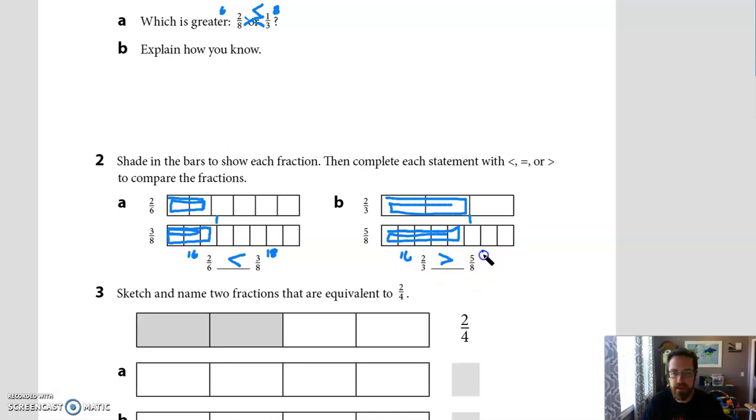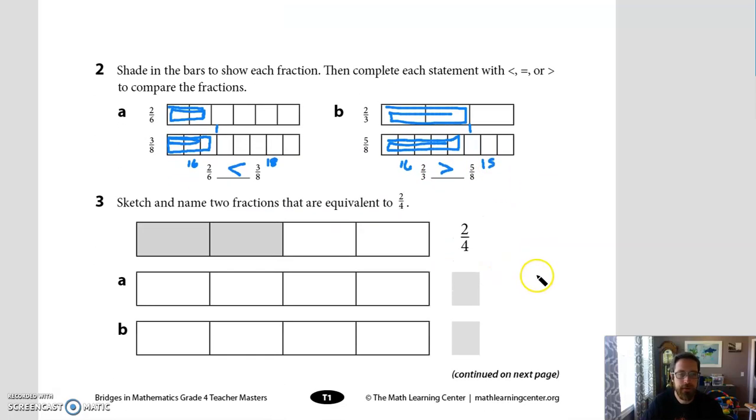3 times 5 is 15. So yeah, 16 is greater than 15. All right, sketch and name 2 fractions that are equivalent to 2/4.